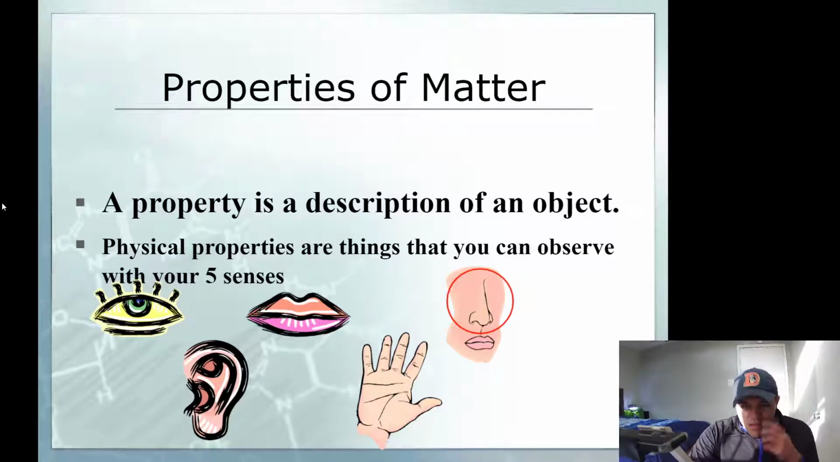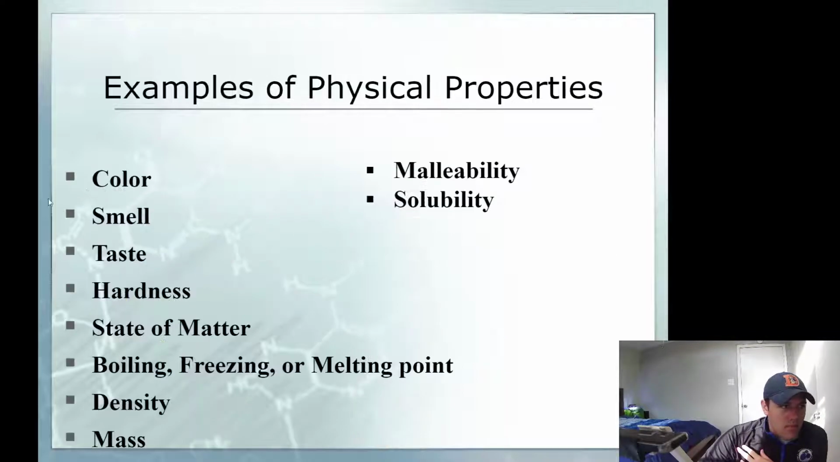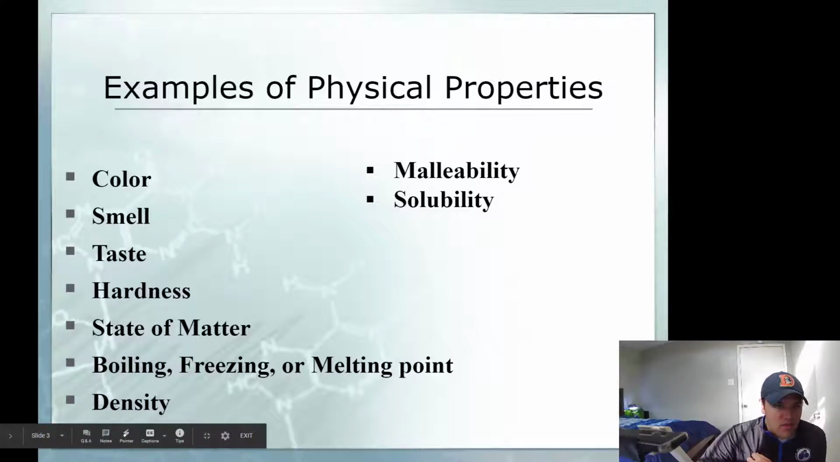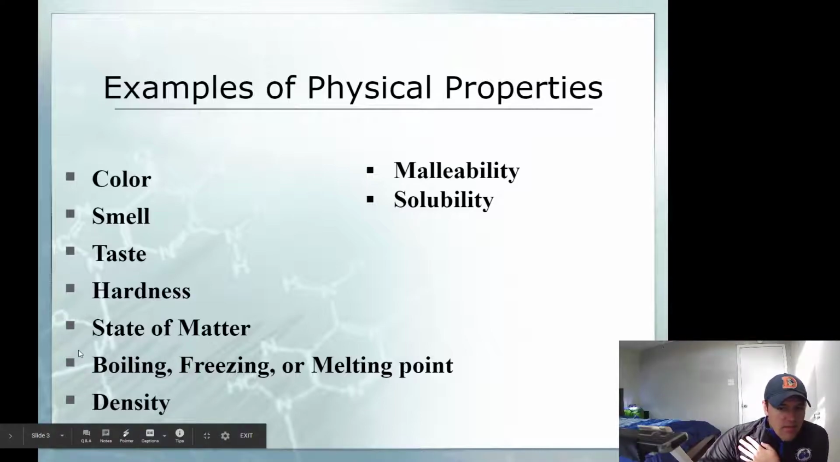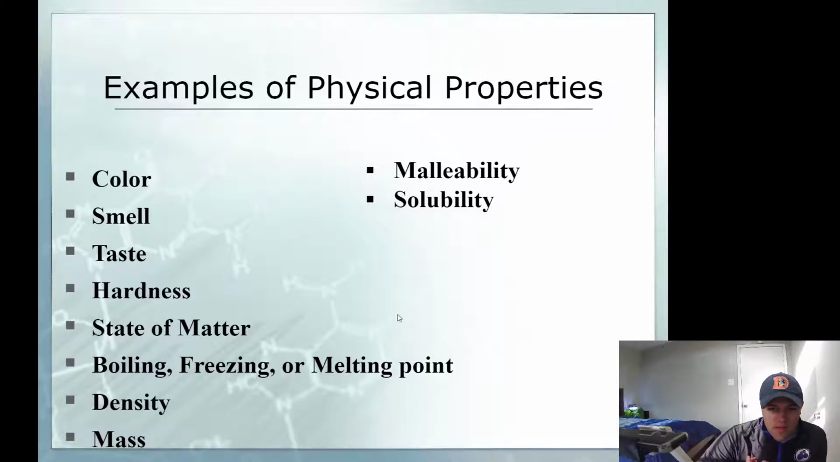Okay, so properties of matter. A property of matter, or a property, is basically just a descriptor of an object. Physical properties are things that you can either see, hear, taste, smell, touch. You can observe them with your five senses, just by having the object physically near you. Some examples of those physical properties: color, smell, taste, hardness, all these things that you can tell about an object just by observing it.